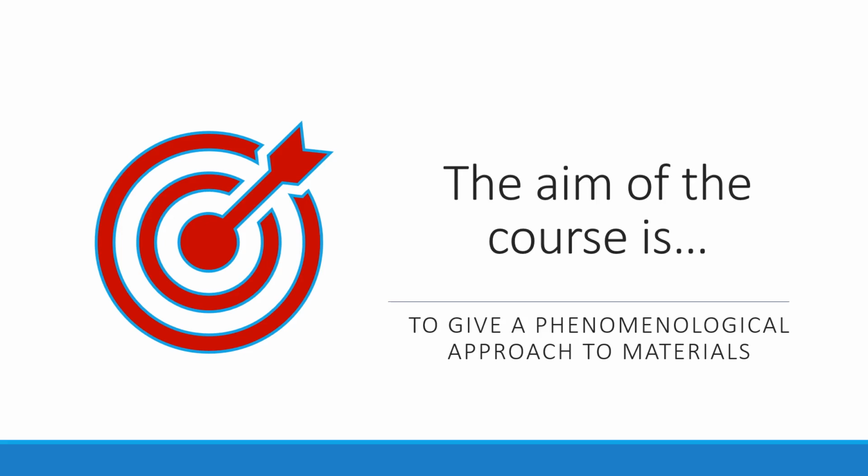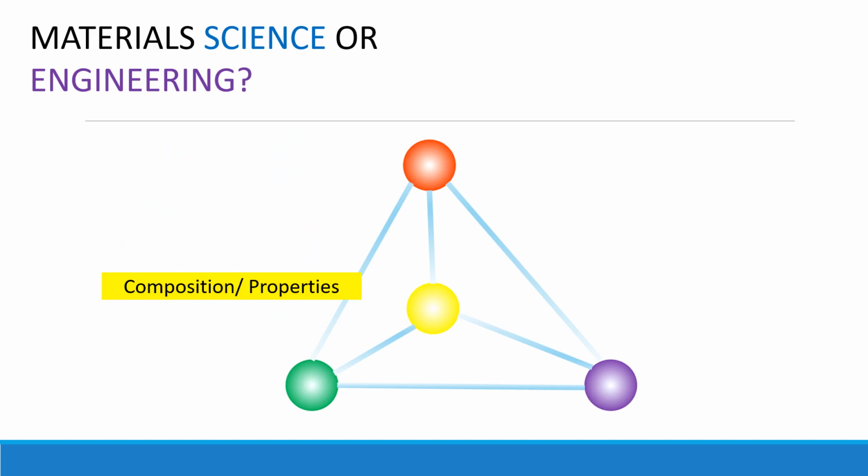Okay, let's focus first on what is the aim of this course. The aim of this course is to give a phenomenological approach to materials. First, we must distinguish between what is understood by material science and by materials engineering. Both disciplines are quite tied together. I mean, we cannot separate them completely.